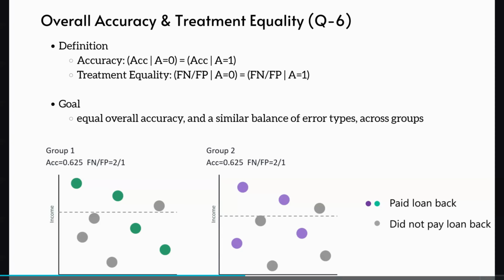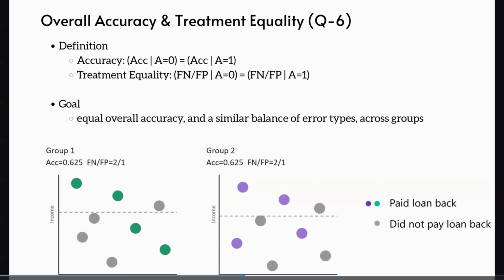So these two greens are correctly placed. These three grays are also correctly placed. Hence 5. There are a total of 8 dots, 5 out of 8. That gives 0.625. Similarly here, 2 are correct here, 3 are correct here, 5 out of 8, 0.625. The accuracy over both the groups is the same.